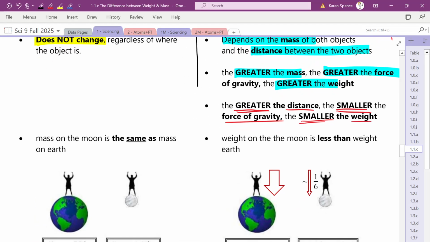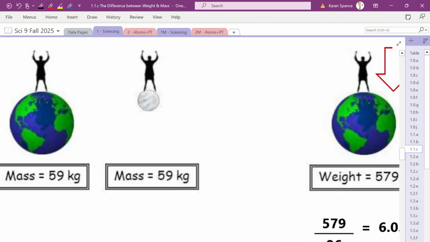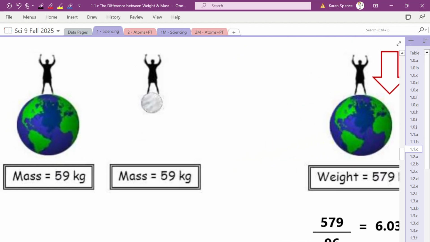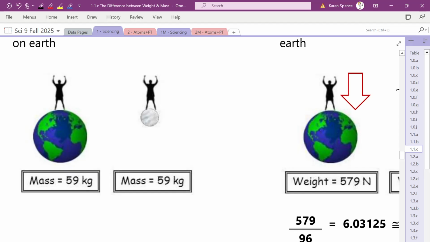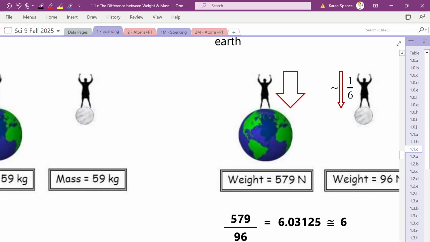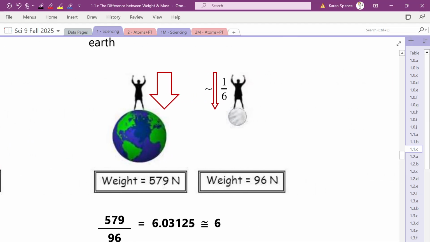So my mass on the moon is the same as my mass on Earth. Yes? I don't know if I weigh 59 kilograms. That's just what the picture said. But my weight, and it sounds weird because we always talk about our weight, I would say I weigh 100 and whatever pounds, right?